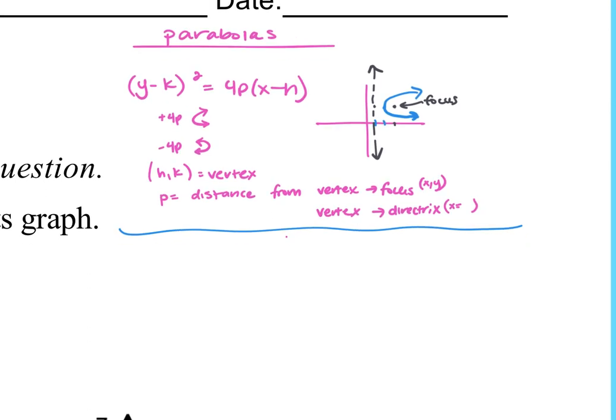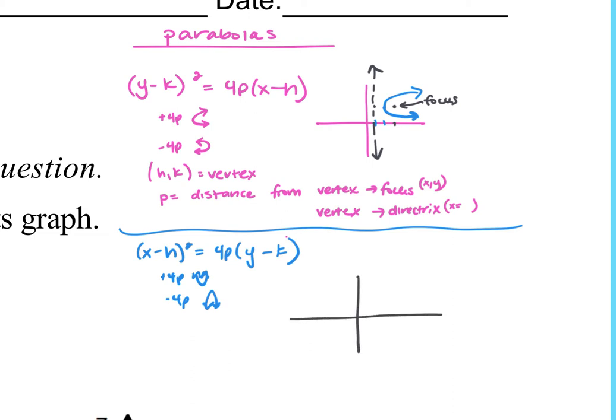Then comes your parabolas that are vertical. So this is your (x minus h) squared equals 4p(y minus k). If it's a positive 4p, it opens up. And if it's a negative 4p, it opens down. Everything else is the same. The h, k is the vertex. The p is the distance from the vertex to the focus or the vertex to the directrix. Difference here is that, let's say you're pointing up this time. The focus is inside. Again, that would be a coordinate point. And if that's 1 unit away, then the directrix is the same distance in the other direction. And this would be a y equals.